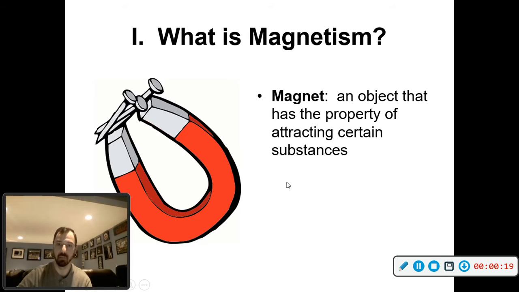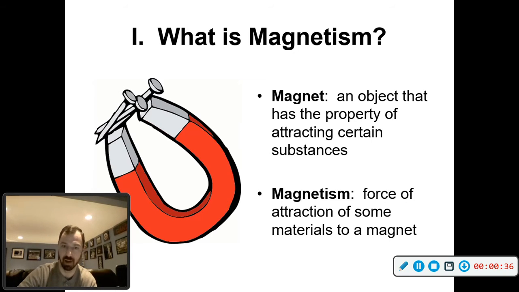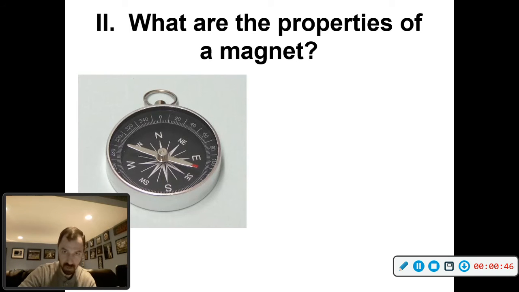Okay, so magnetism. A magnet is an object that has the property of attracting certain substances to it. Most of them are going to be metal materials, I would say, or metal mixtures of some sort. We'll discuss which metals actually attract to magnets in a moment. Magnetism is the force of attraction of some materials to a magnet.